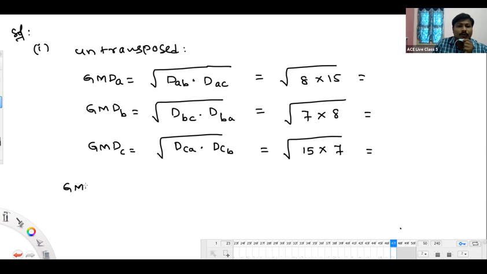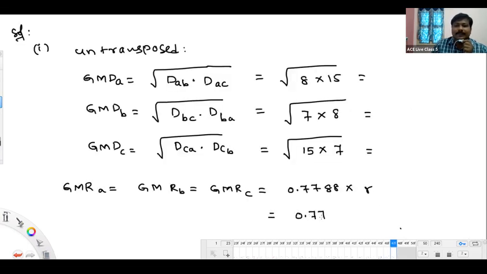And moreover, GMR of phase A conductor, phase B conductor, phase C conductor, all the three are exactly equal, which is 0.7788 into radius. Radius of conductor is 2 centimeters. So 0.7788 into 2 centimeters.